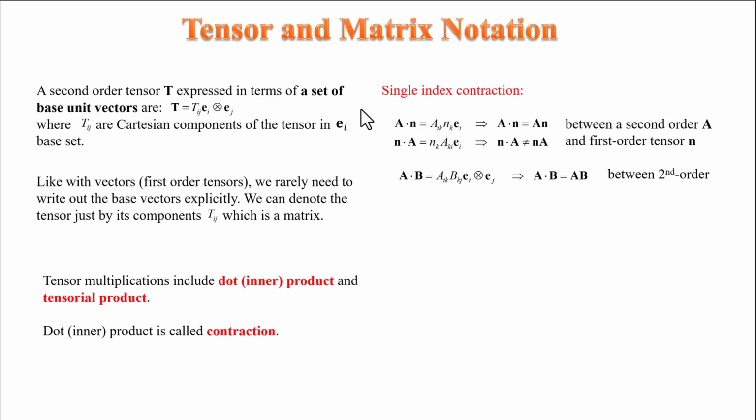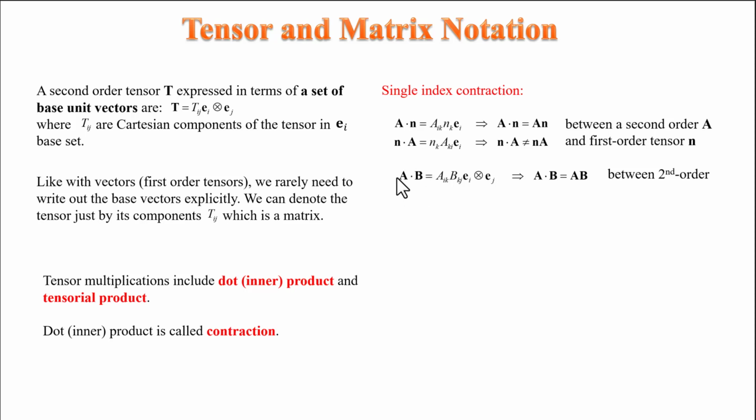They are single index contraction, double index contraction, and high number index contractions. Here are some examples of single index contraction. If A is a second order, N is first order, A dot N produces a first order tensor, and its Cartesian components are these. N dot A also produces a first order tensor. Its Cartesian coordinates are this.